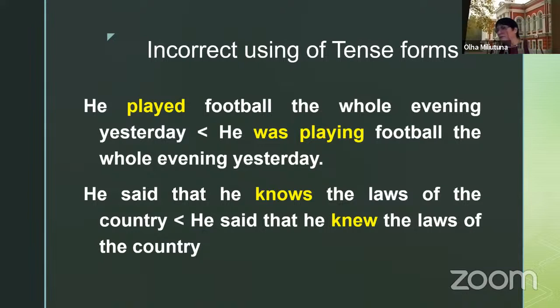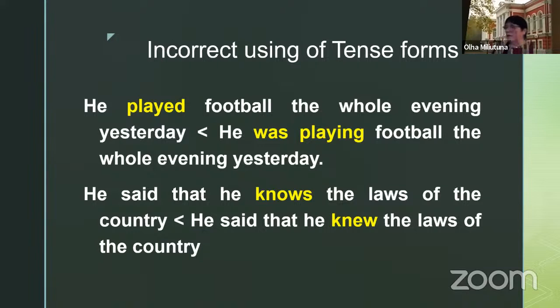They may use it instead of "he was playing football the whole evening yesterday," which is correct for English speakers. Another problem, a great difficulty for Ukrainian learners, is sequence of tenses in the English language. There is no such phenomenon in Ukrainian as sequence of tenses.